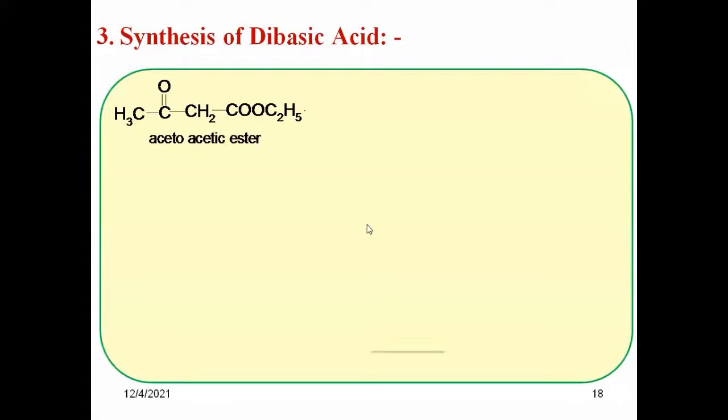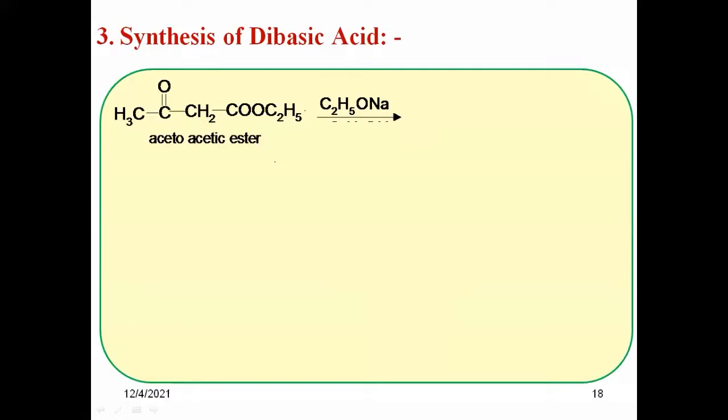Now let us see one more interesting synthetic application, synthesis of dibasic acid. Now what is meant by dibasic? Yes, the compounds having two replaceable hydrogen atoms. Means in the case of organic compounds, we can say that suppose there are two carboxylic groups, then it is a dibasic compound. Okay, this is our starting material, acetoacetic ester.